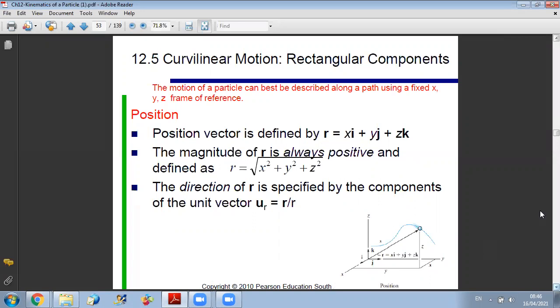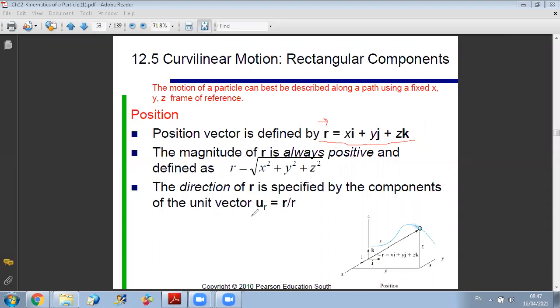The first type of coordinates is rectangular components. If I give you 3D motion, let's say, with a frame x, y, and z, in order to define your curvilinear motion, you can represent your position vector r by three components, x, y, and z. If I give you the expression of the position vector with x as a function of time, y as a function of time, and z as a function of time, you can easily get the velocity vector and the acceleration vector by differentiation. In this case, the position vector magnitude can be calculated at any instant as the square root of x squared plus y squared plus z squared.